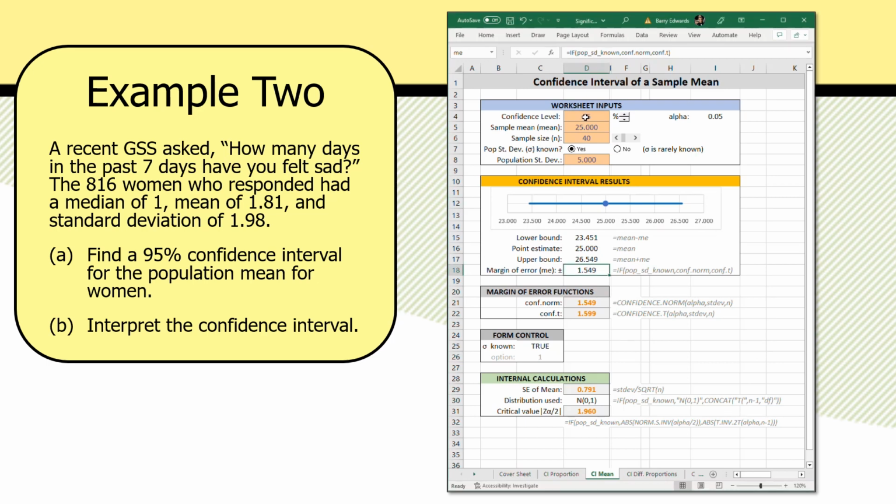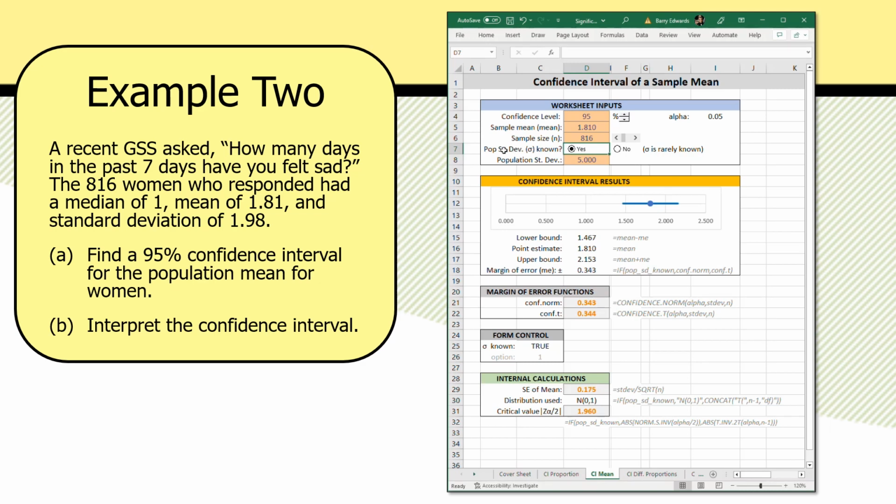In the confidence interval worksheet, the confidence level is already set at 95, so I will leave that the way it is. The sample mean is reported in the problem. The women had a mean of 1.81 days. The sample size, 816 women.